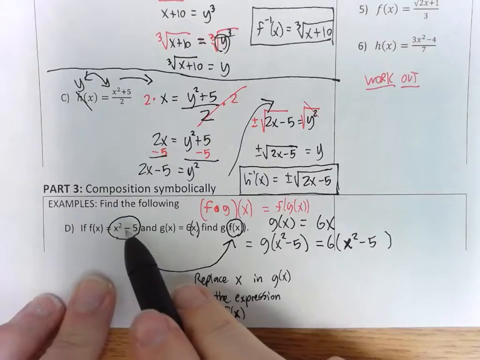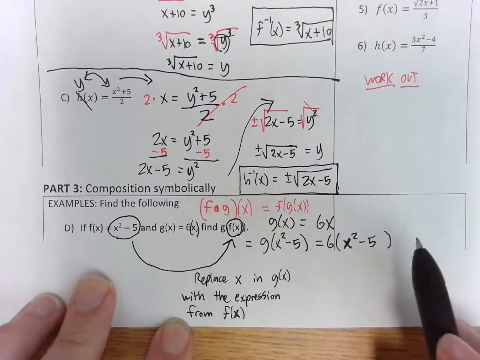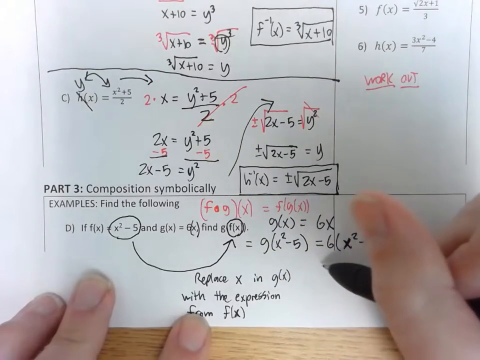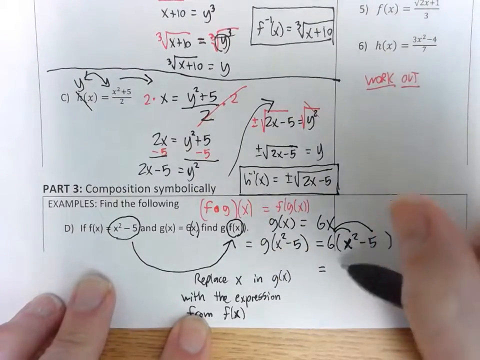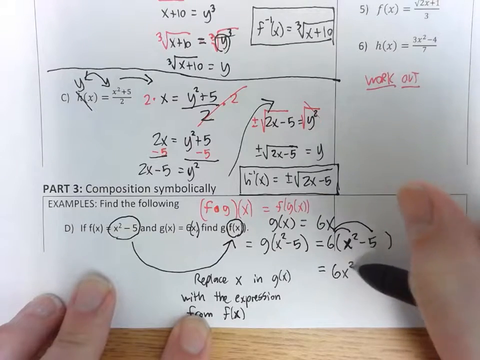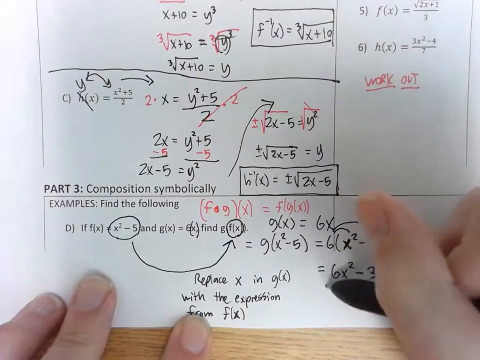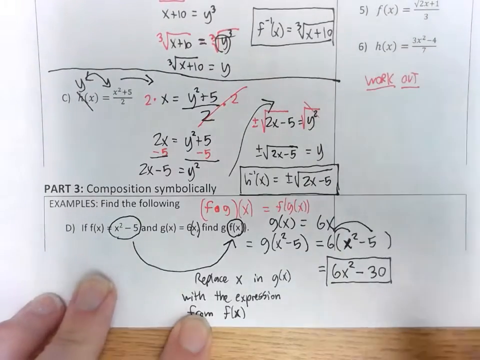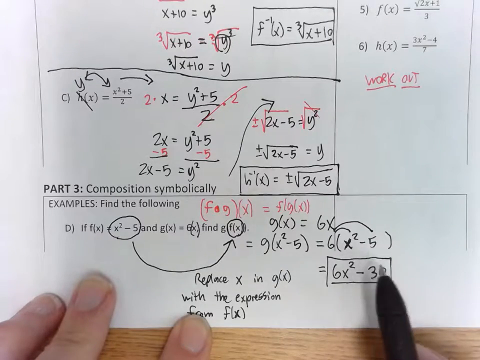So replace that. That's going to go into here. The x changes to x squared minus 5. And at that point, we can simplify it. So we can distribute if we need to. In this case, it's going to be 6x squared. 6 times negative 5 is negative 30. And that is your answer. So g of f of x is 6x squared minus 30.